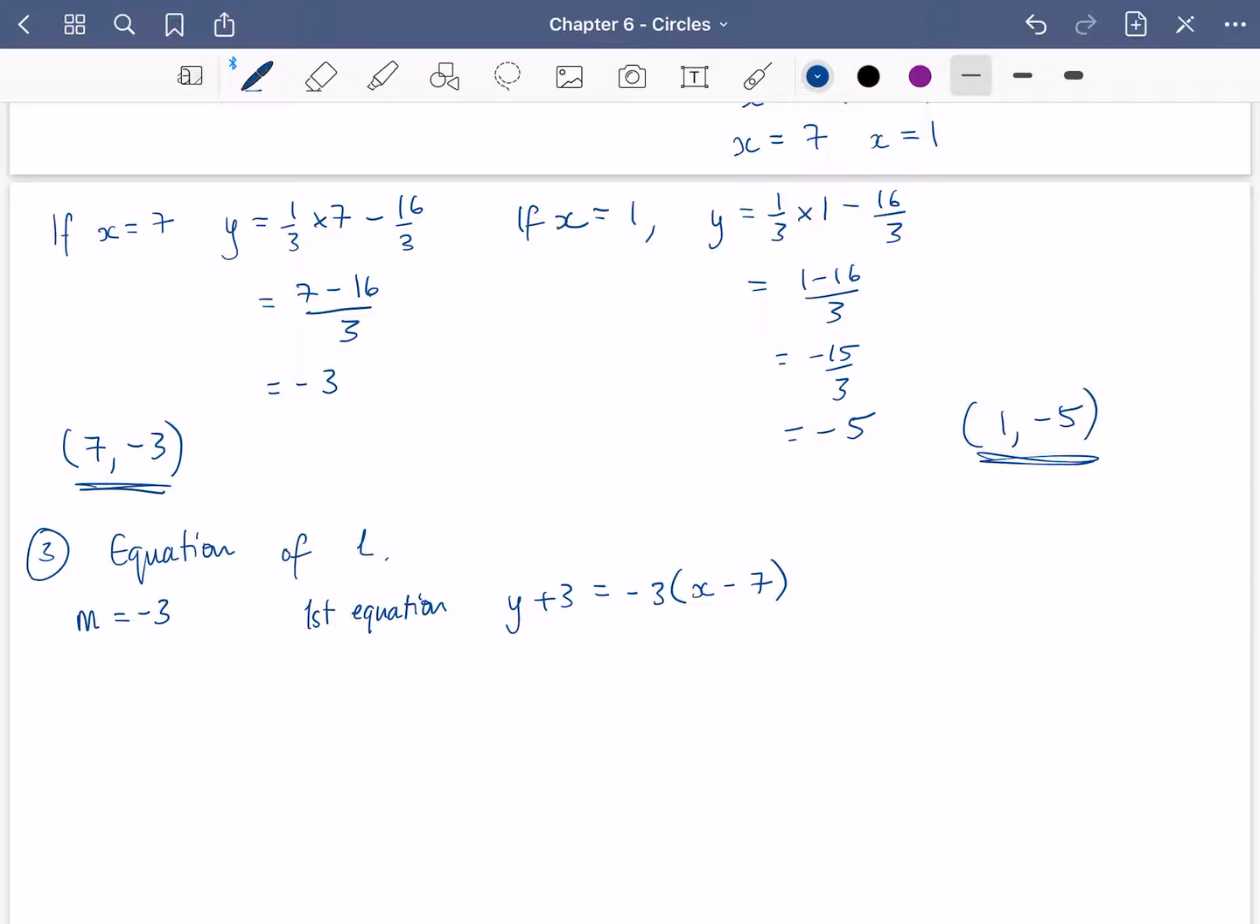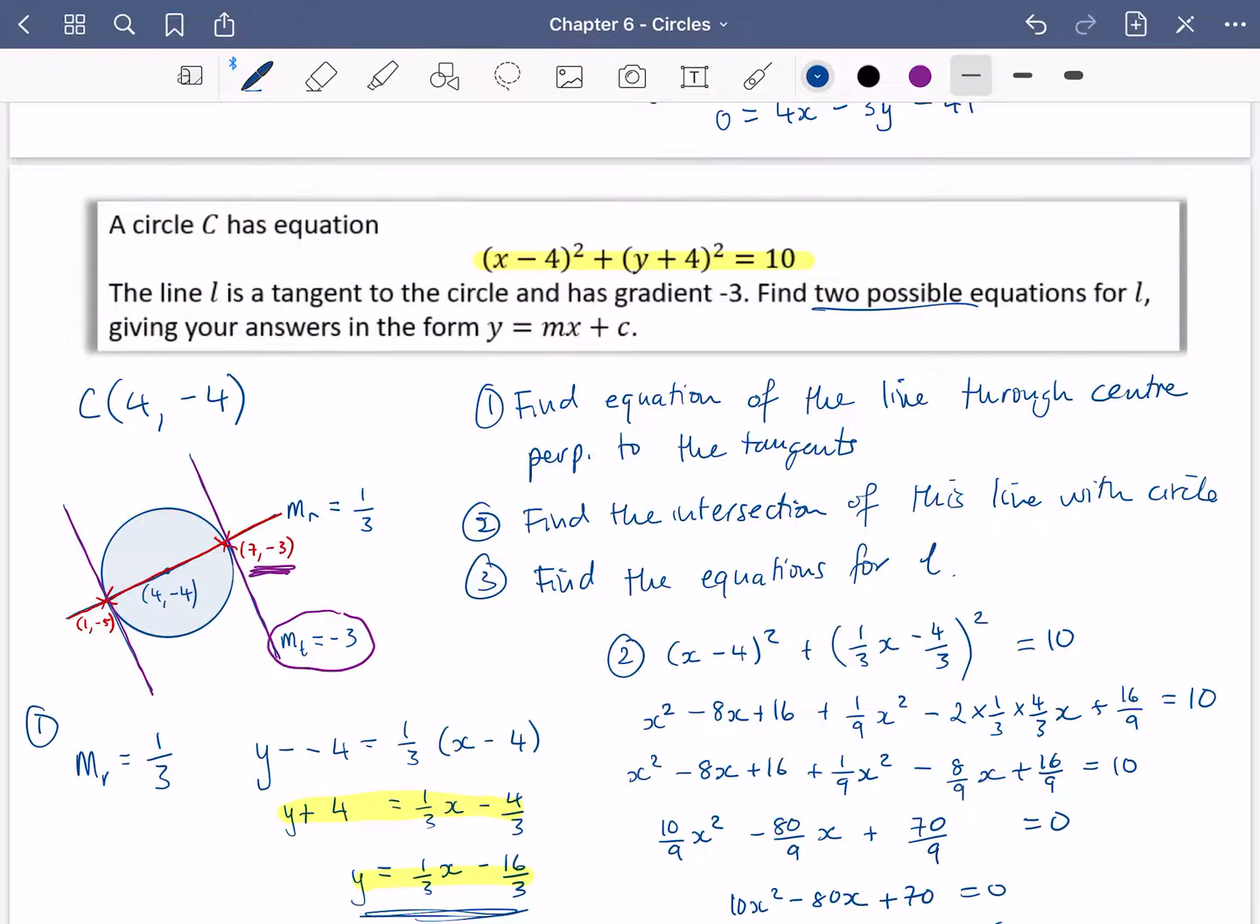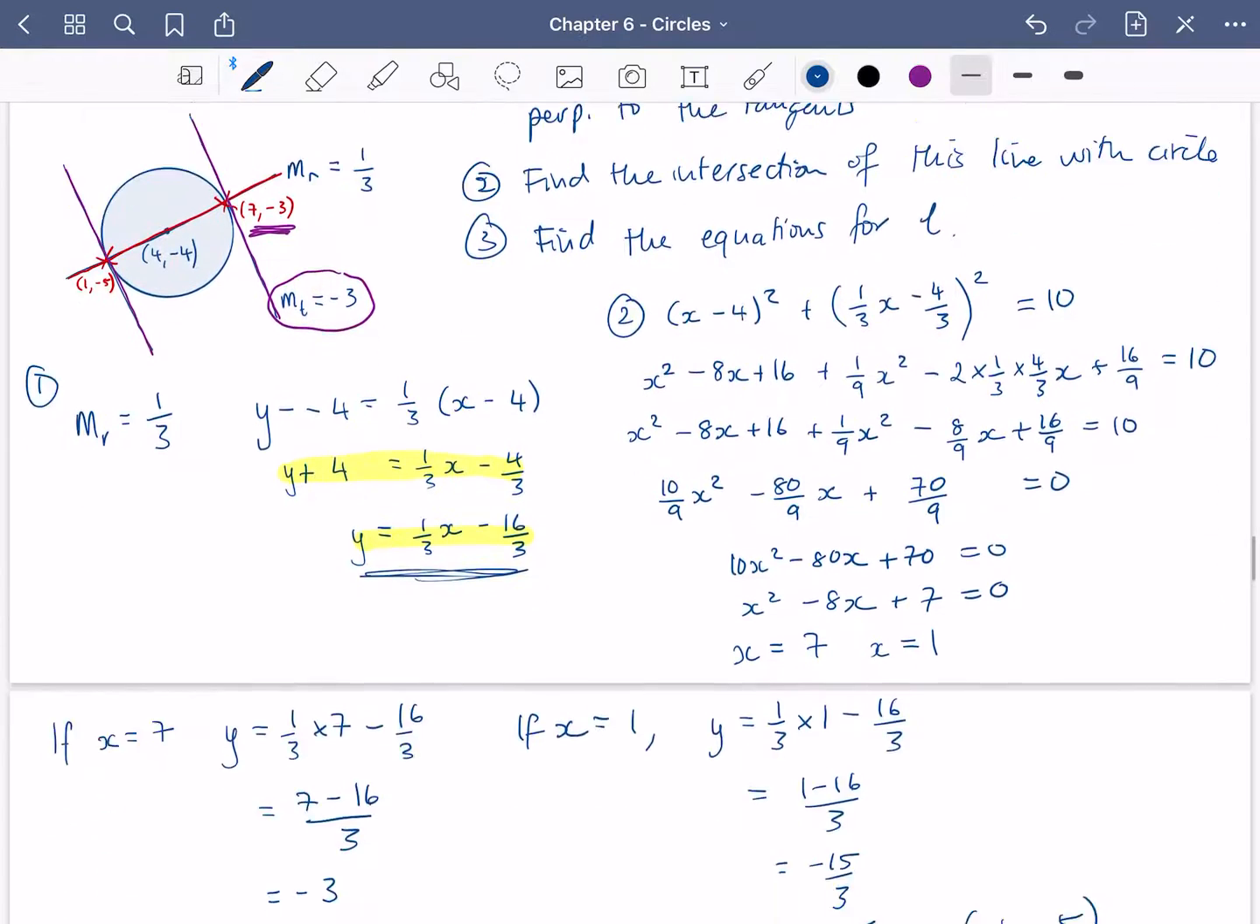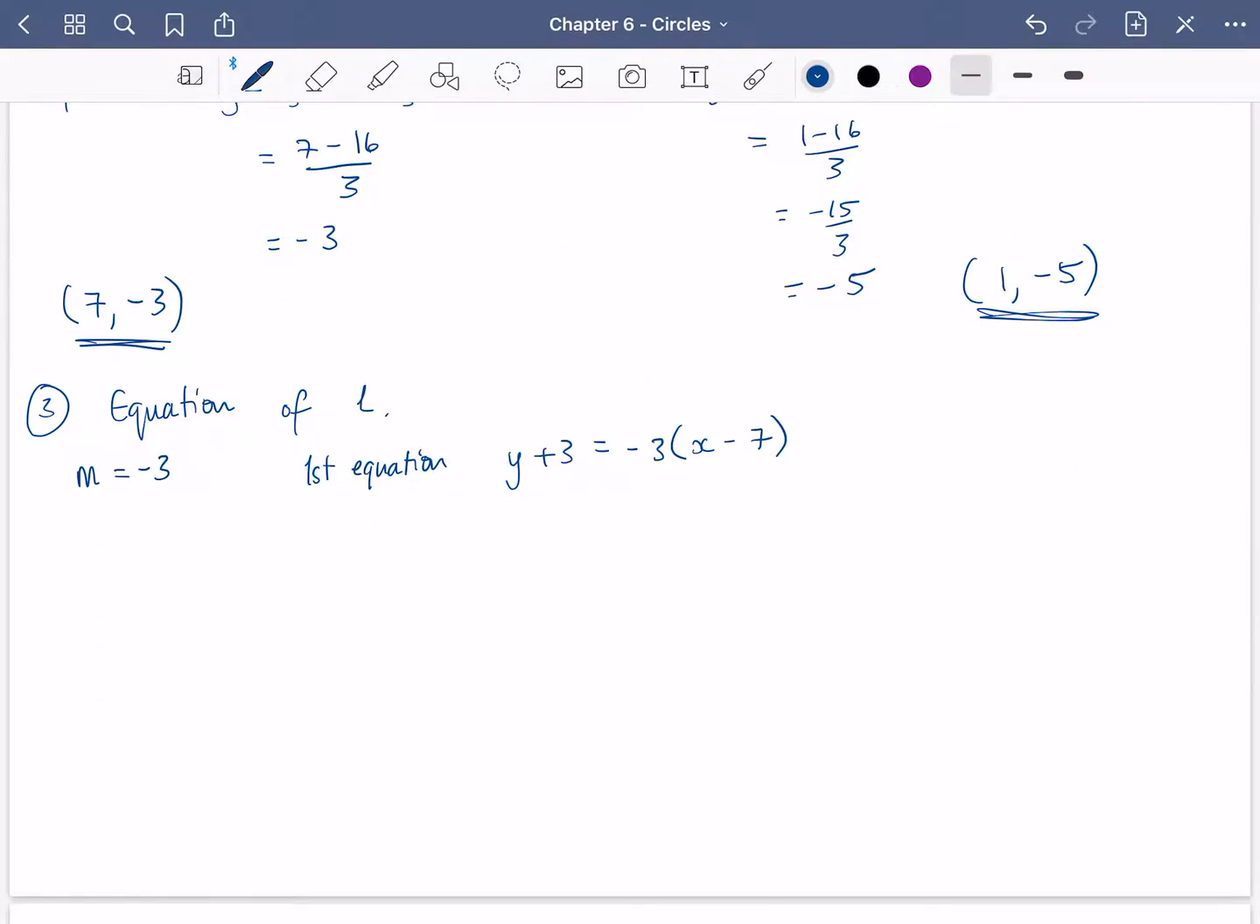Now technically that's the equation of the line. If it doesn't ask for it in a particular form, you could technically leave it there. But it does ask for a particular form: y equals mx plus c. So that's y plus 3 equals minus 3x plus 21, careful of the negatives. So y equals minus 3x plus 18. That's one of the equations.